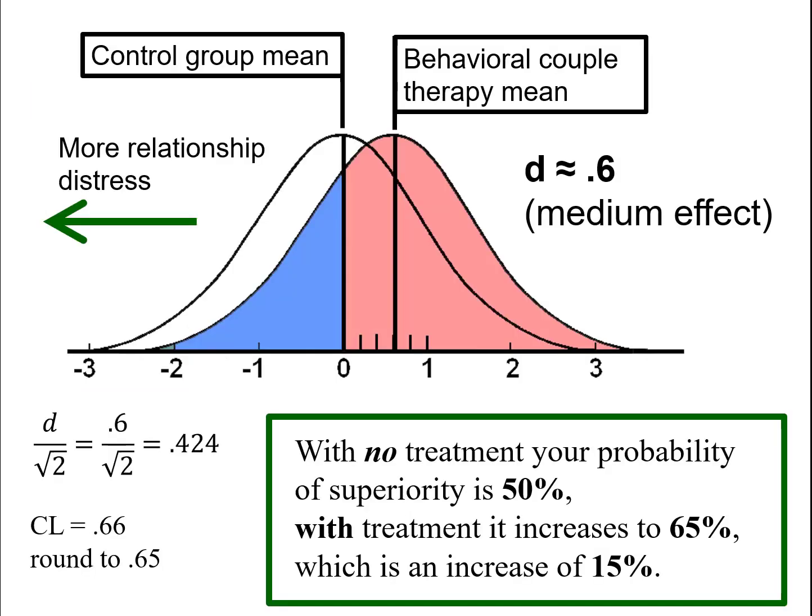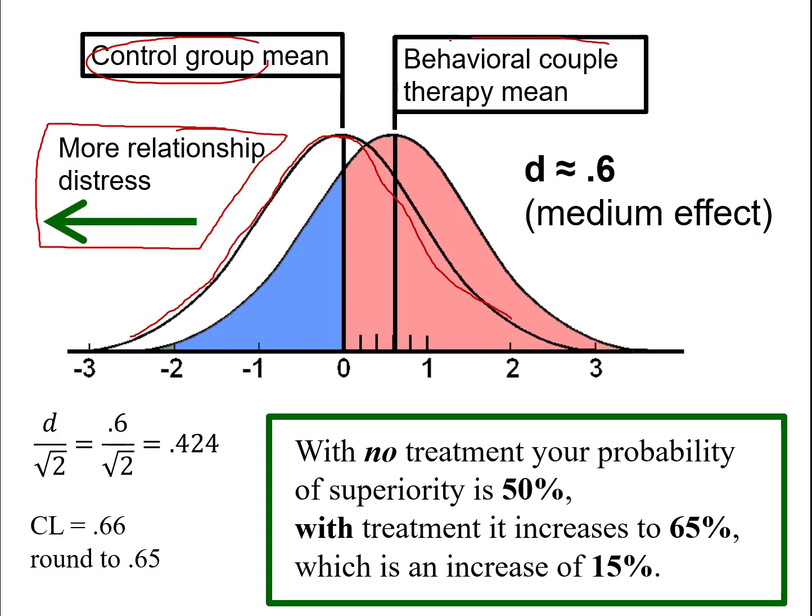So here is my illustration of a d-statistic of 0.6. So in this case, our outcome variable, the numerically scaled outcome variable, is levels of relationship distress. And again, I've set it up so that more distress is going to the left. It's a more negative outcome, and less distress or more relationship satisfaction would be going to the right. And we have our control group mean. The control group received no treatment, and there's our distribution of distress scores, that left bell-shaped curve. And our behavioral couple therapy, the treatment group that received behavioral couple therapy, that's that shaded bell-shaped curve on the right, is their distribution of distress scores.